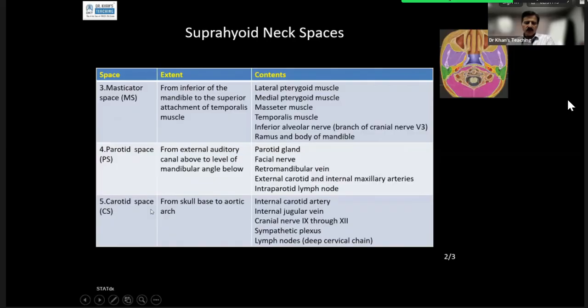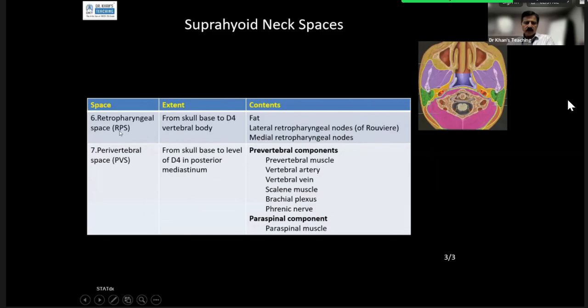Carotid space is a space which is from the aortic arch till the base of skull, and we will cover it subsequently. Then is the retropharyngeal space, which starts from down in the D4 vertebral body and goes all the way to the skull. And around the spine, we have got perivertebral space.